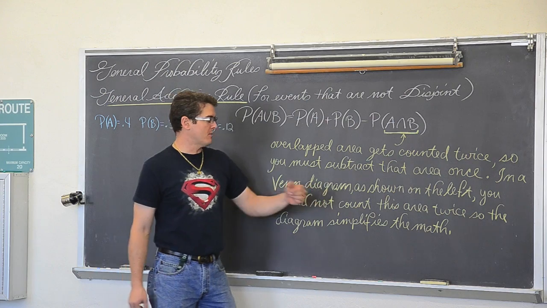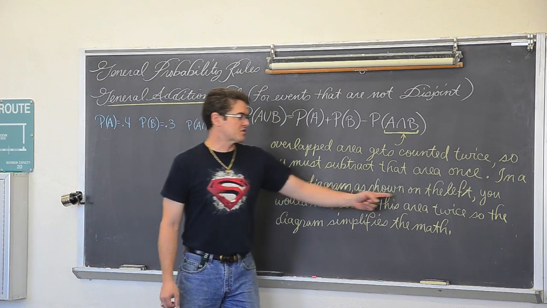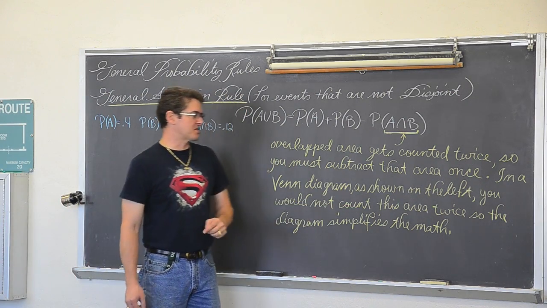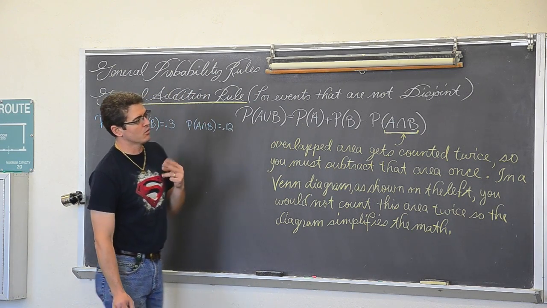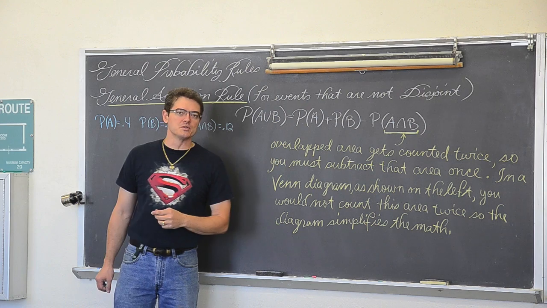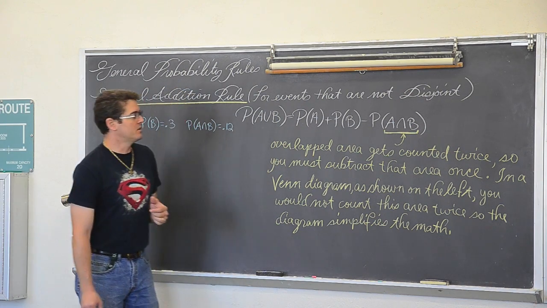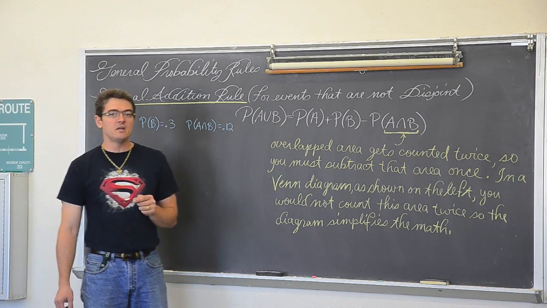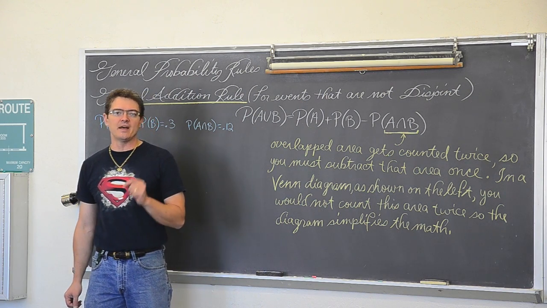An event diagram, which is about what I'm about to set up for you, as shown on the left, but not yet. You would not count this area twice, so the diagram simplifies the mathematics. And indeed, we're going to be learning these two general probability rules. These general probability rules will be given to you on your AP Statistics exam, so you don't need to memorize them, but you do have to know how to read them and know how they work.